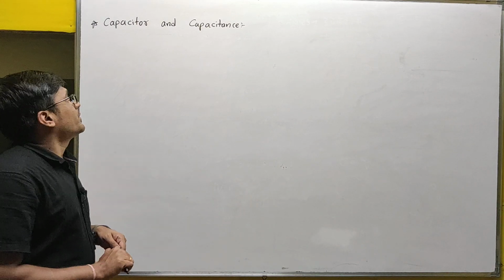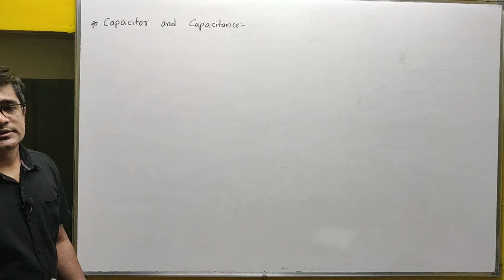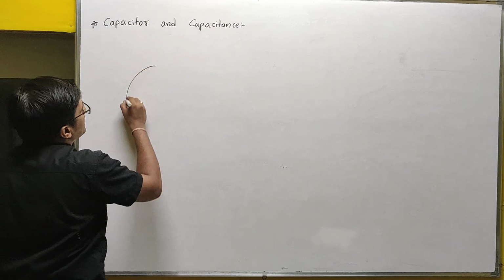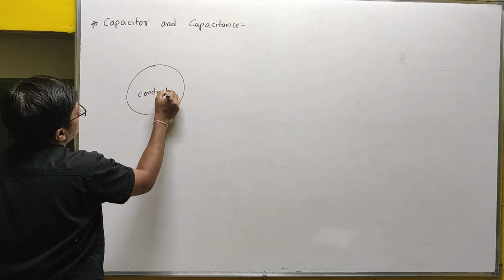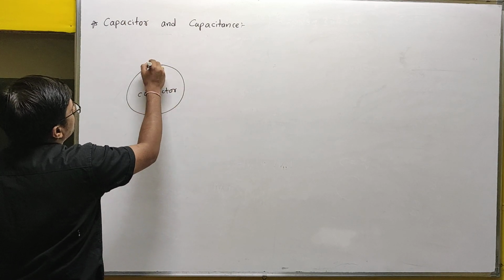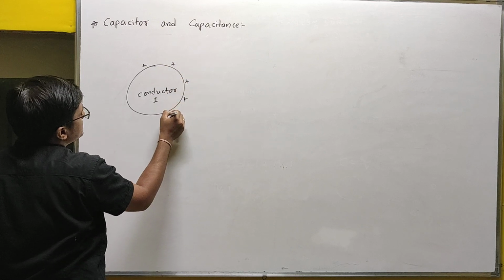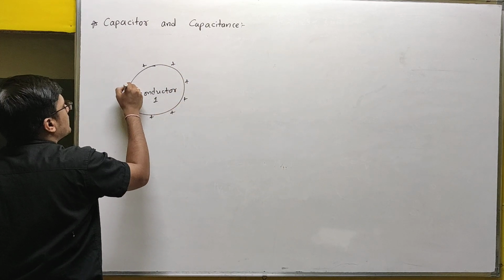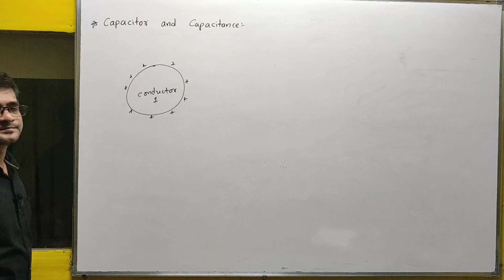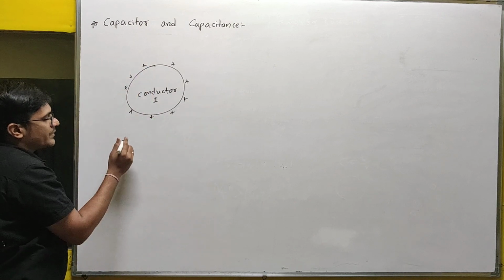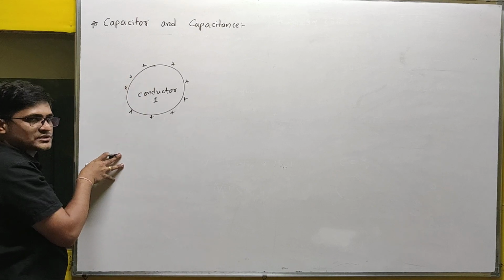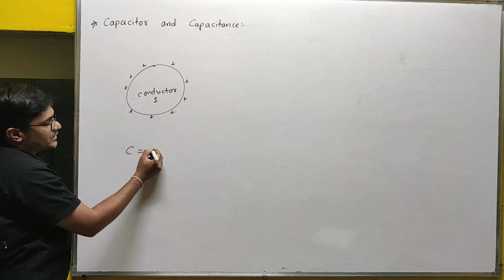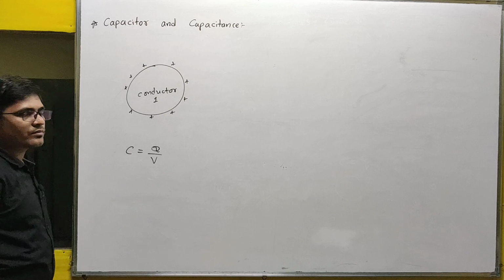Now the next topic is capacitor and capacitance. Suppose we want to increase the capacity of this conductor. This is our first conductor where we are storing the charge, and the charges are distributed on the surface of this conductor. Suppose we want to increase the capacitance of this conductor, to store more charge on it. Then the capacitance of the single conductor is given by Q by V.